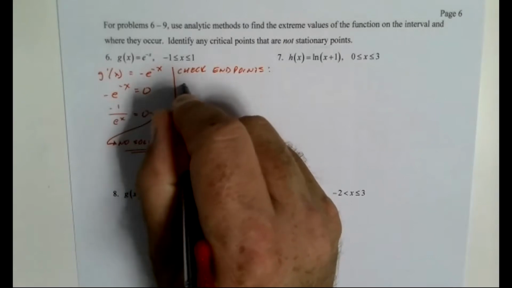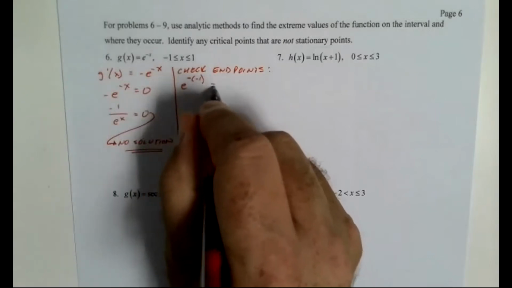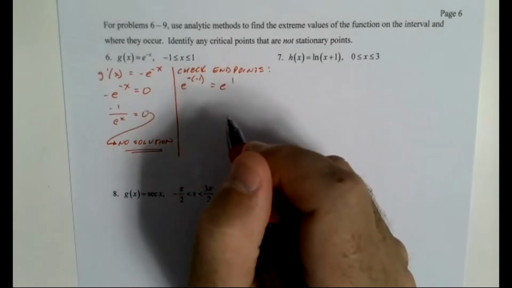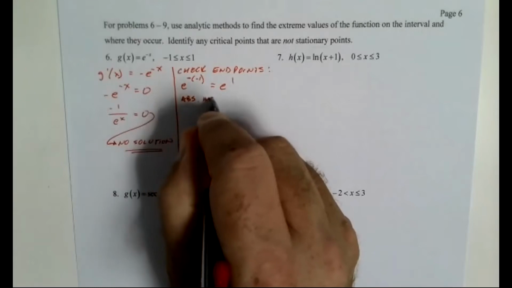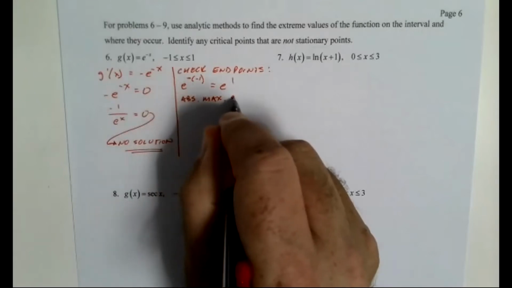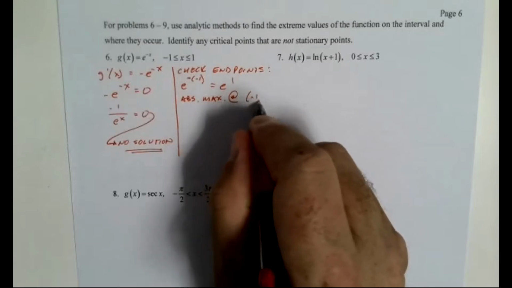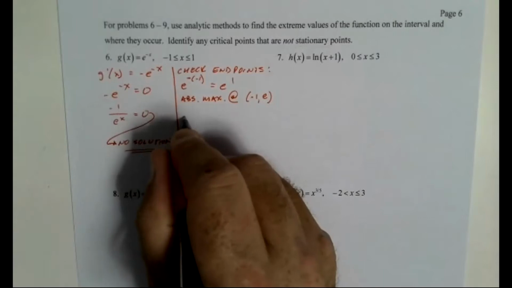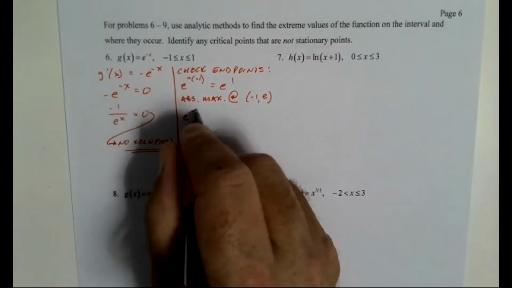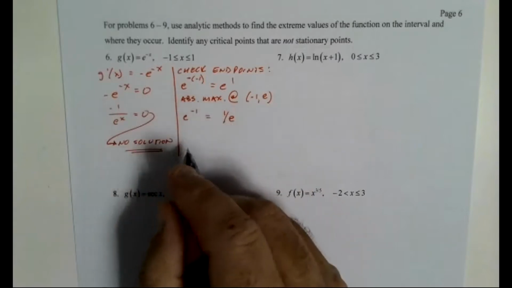E to the, and we use the original function for this, negative 1 equals e to the 1. That's the absolute max. And I didn't graph this, I really should. Then e to the negative 1 equals 1 over e. That'll be the absolute min.